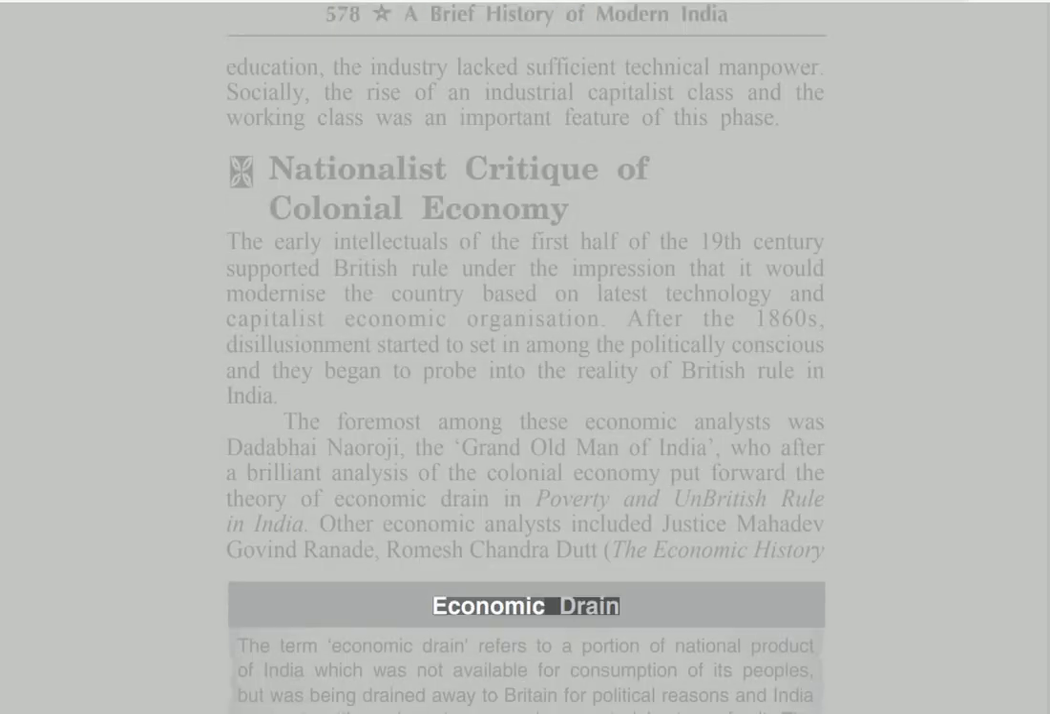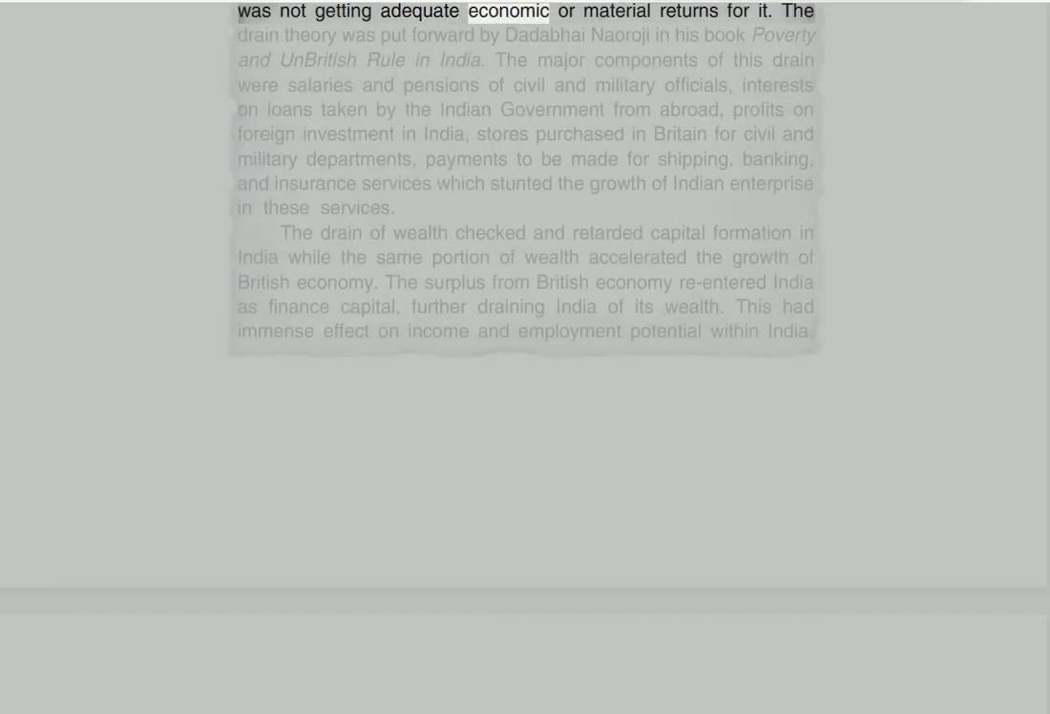Economic drain. The term economic drain refers to a portion of national product of India which was not available for consumption of its peoples, but was being drained away to Britain for political reasons, and India was not getting adequate economic or material returns for it. The drain theory was put forward by Dadabhai Naoroji in his book Poverty and Un-British Rule in India.